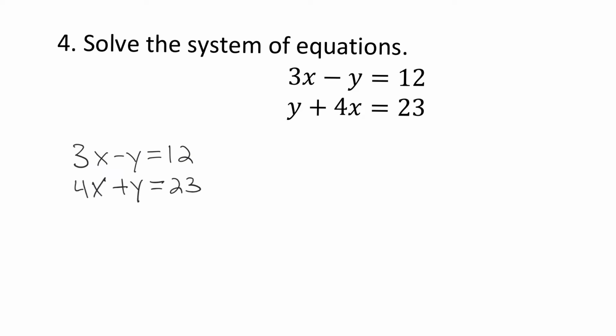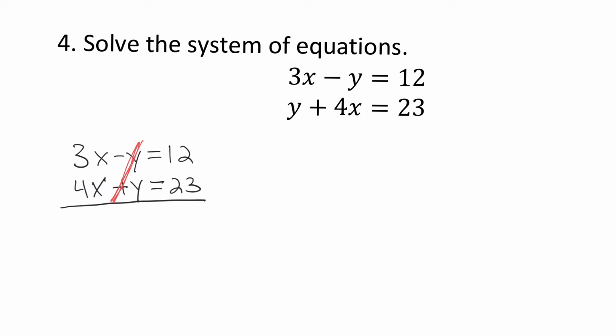Look at the system now. The x's are aligned. The y's are aligned, and the constants are also aligned. So now we can eliminate the y's. They have the same number, opposite signs. So we're using the elimination method.